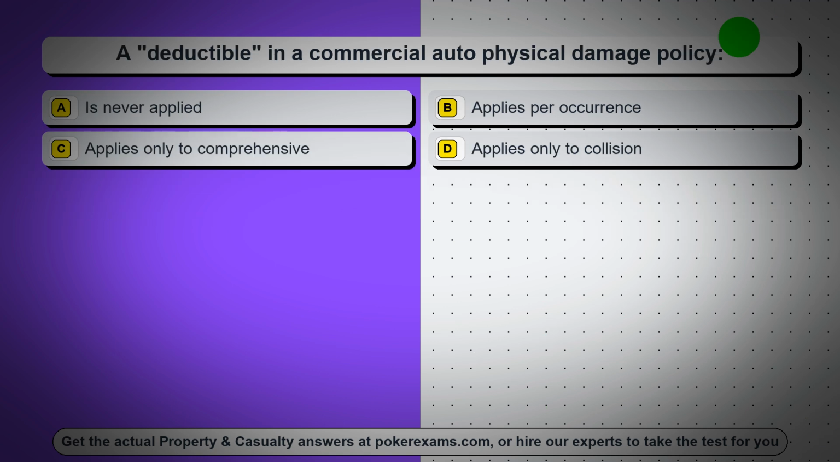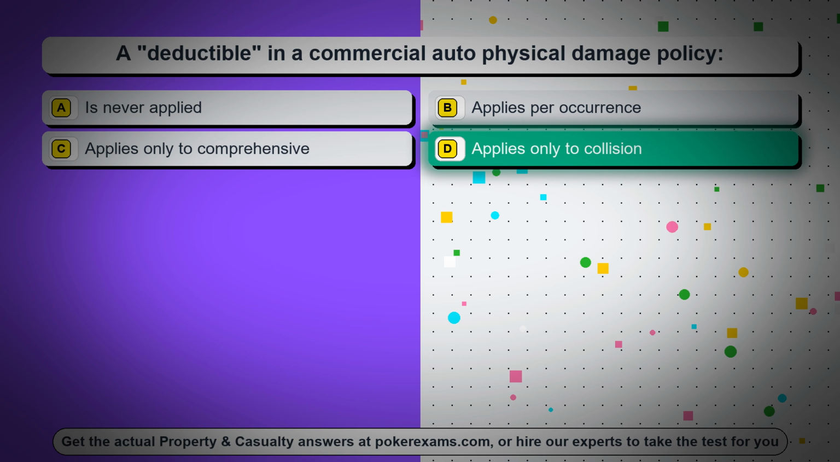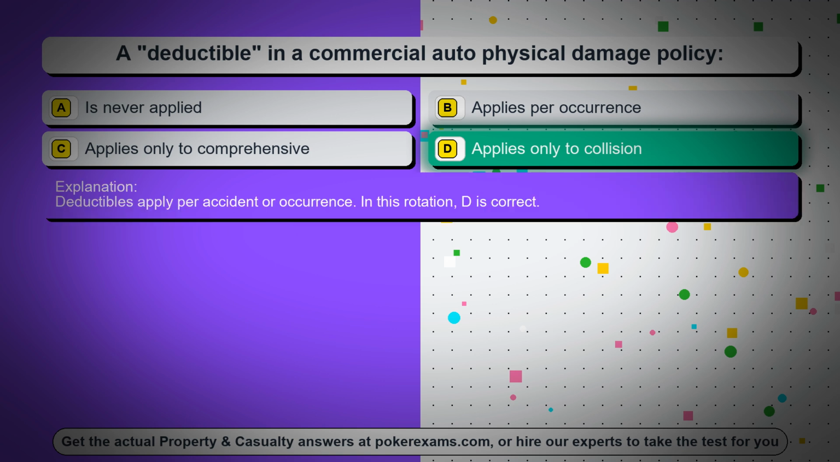Question 95. A deductible in a commercial auto physical damage policy, option A, is never applied, option B, applies per occurrence, option C, applies only to comprehensive, option D, applies only to collision. The correct answer is option D, applies only to collision. Deductibles apply per accident or occurrence. In this rotation, D is correct.